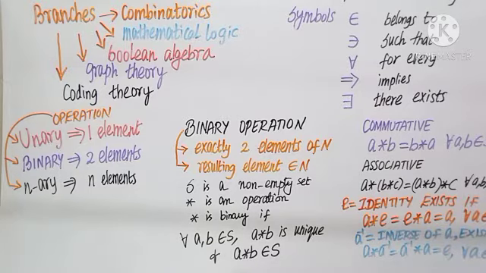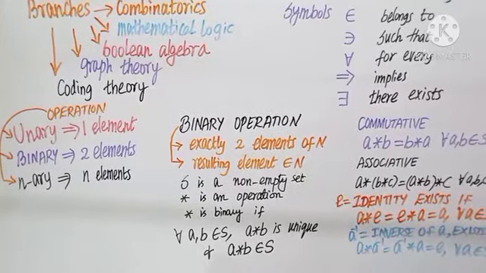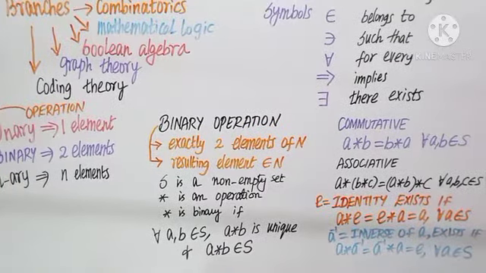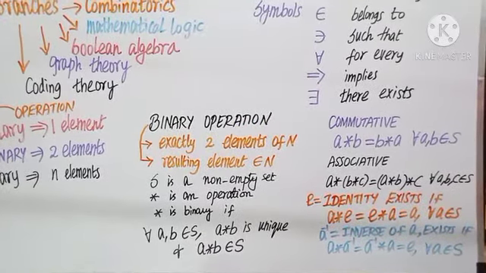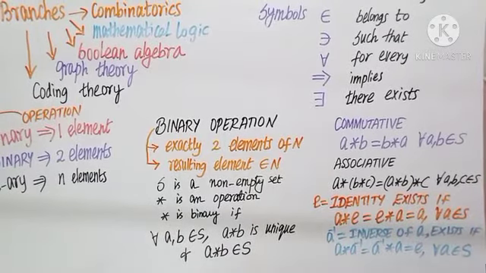Some of the laws that we can check. Commutative property. What is this? Already many of you know these things, we have used them in set theory. A star B, there we have done in union and intersection.